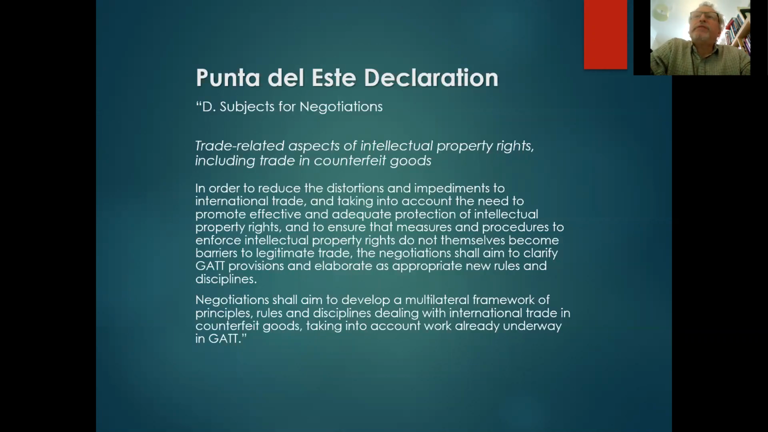So in what way might you say that inadequate, or well, what is adequate, what is inadequate is an interesting issue, but what is having less protection in other countries, in what ways does that distort or impede trade? And it's not an obvious answer to this question. First, distortion.